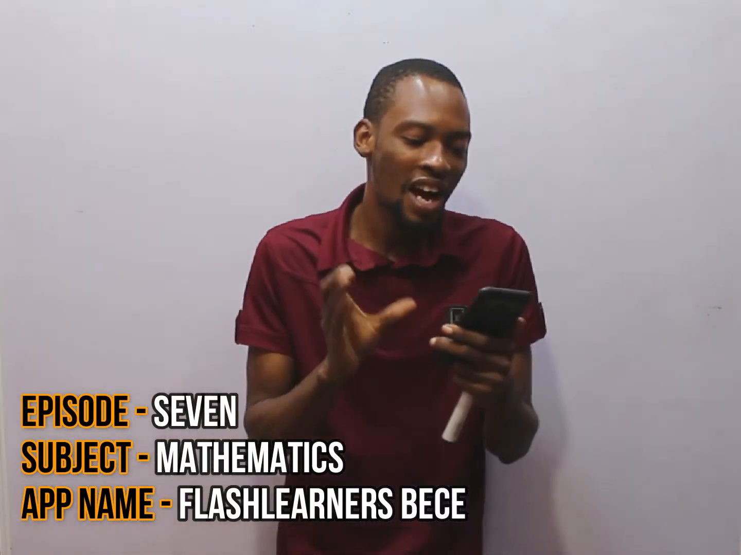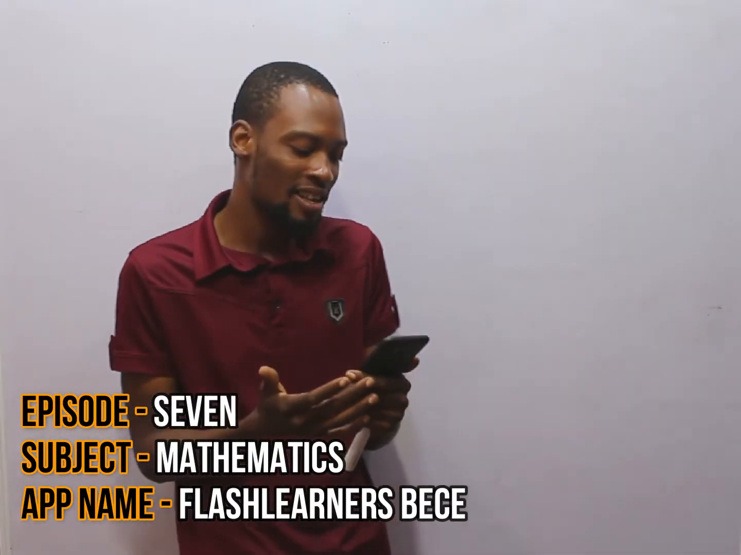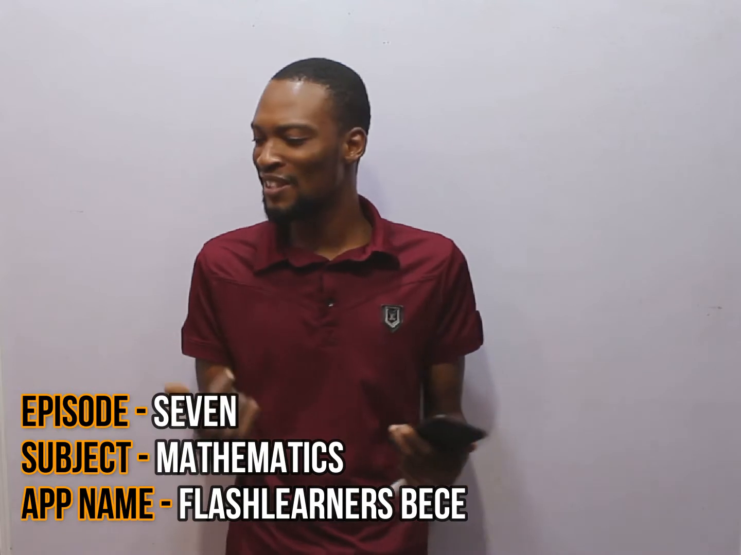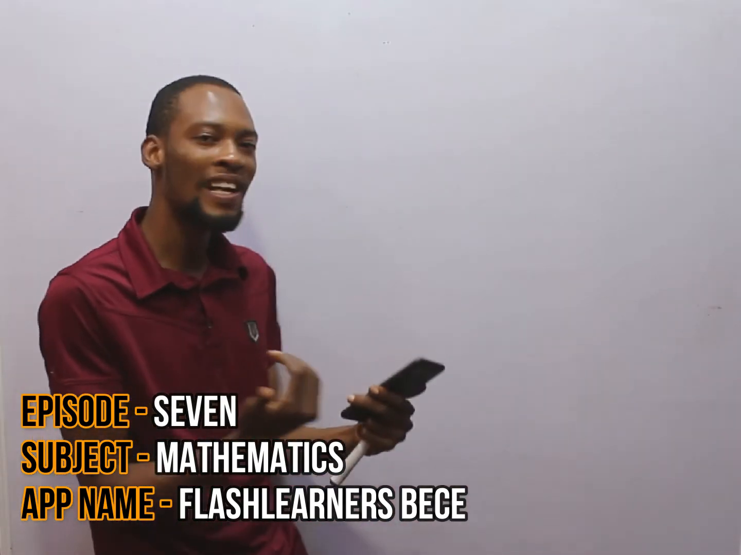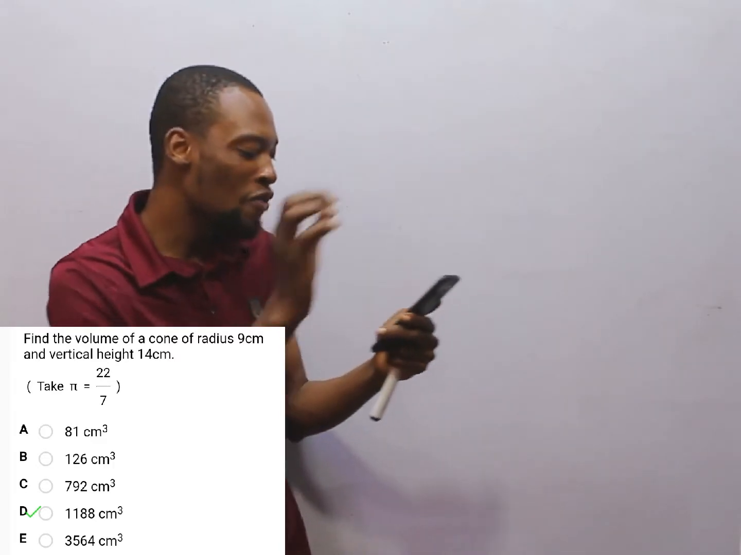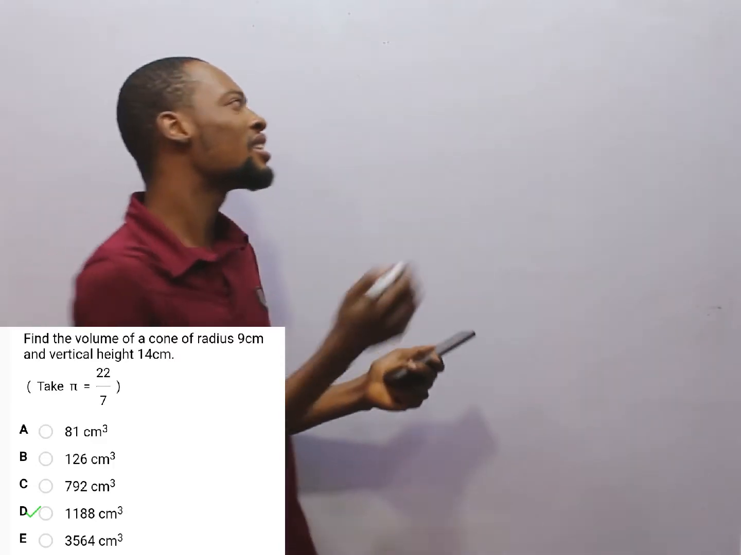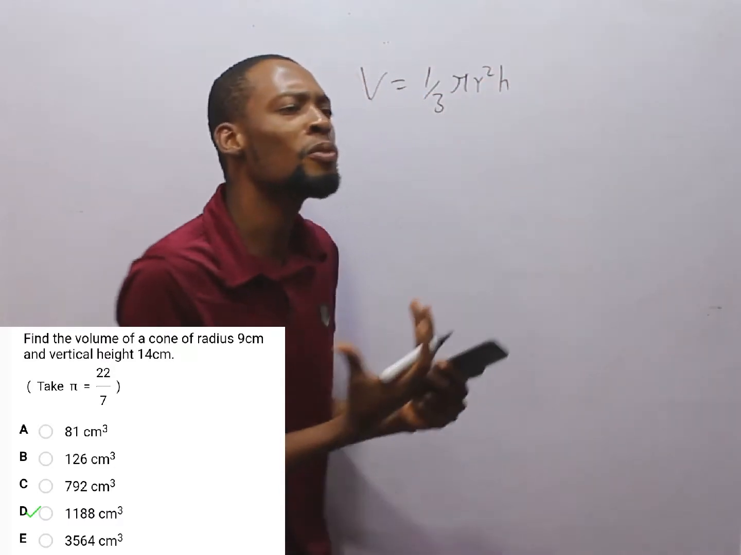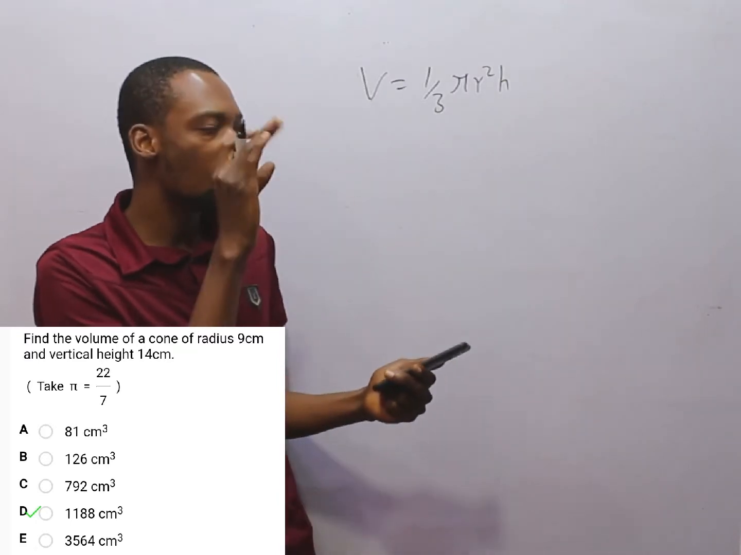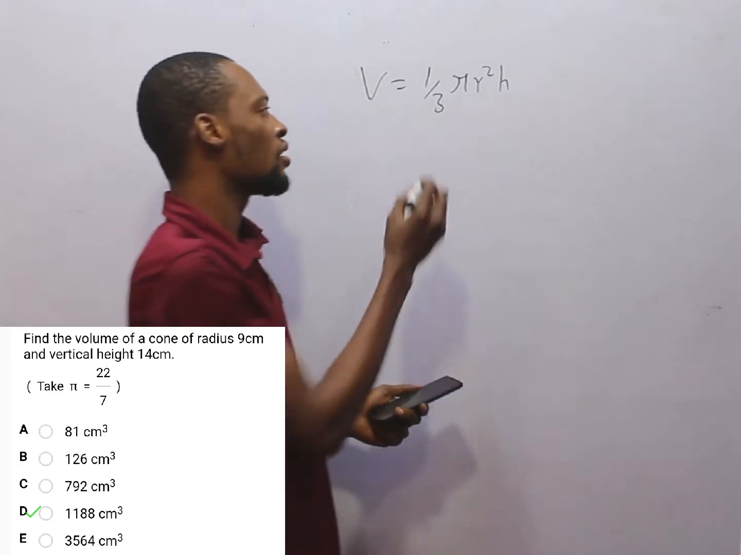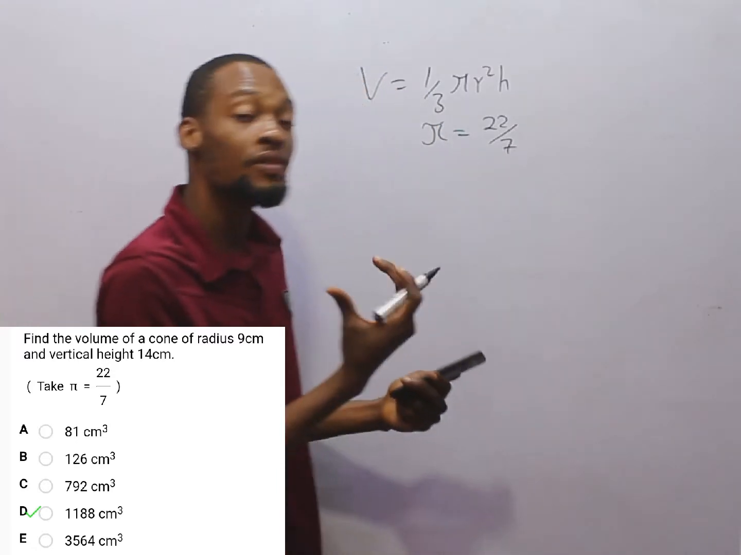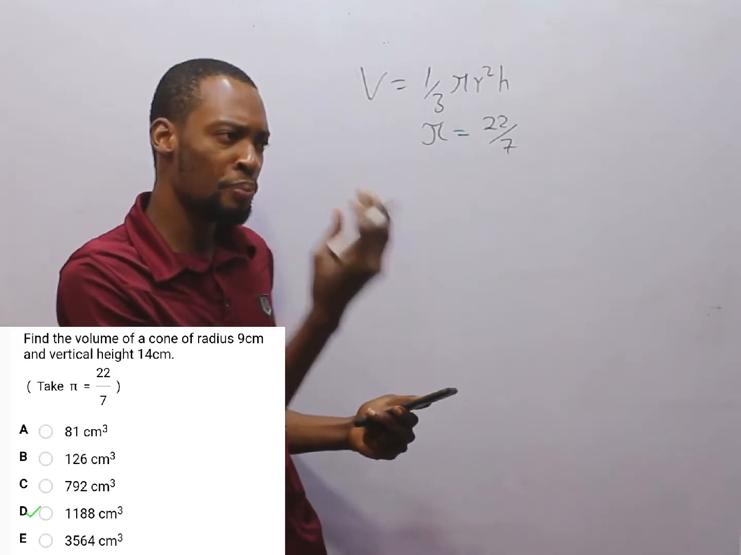Find the volume of a cone of radius 9 cm and vertical height 14 cm. This question requires your knowledge of the formula for calculating the volume of a cone. The volume of a cone is simply V equals 1/3 pi r squared h. Pi is constant. Normally, you'll be asked to take pi to be 22/7. Whether you are given or not, that is the value of pi.